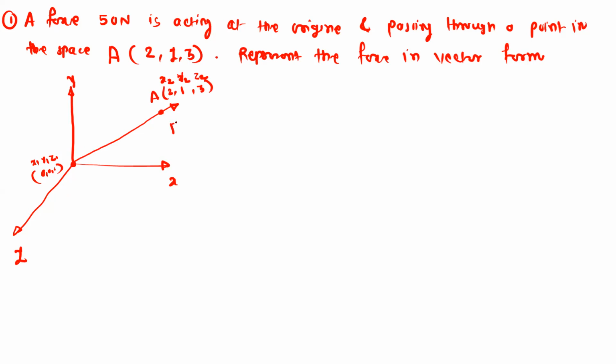And for this force, F is equal to 50 Newton. So this magnitude is given. Okay. So we need to represent that force in the vector form. So we have the formula for the vector form. F bar is equal to mod F into the unit vector in the direction of that force. So the unit vector will be vector OA. Okay. So the first step is to find this vector OA.